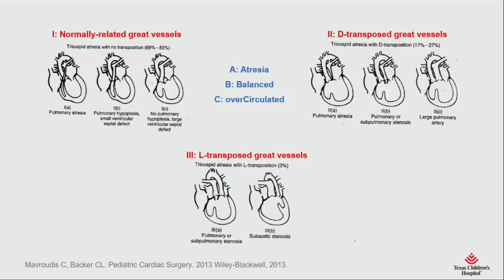So when you're talking about tricuspid atresia, 1 is normally related, 2 is D-transposed great vessels, 3, which is very uncommon, is L-transposed great vessels. And the way to think about it is A, B, and C. A is atresia, so pulmonary atresia. B is balanced, so you basically have some degree of pulmonary stenosis, but you still have balanced flow. And C is overcirculated, so it's going to be a patient that has an unrestricted VSD if you're talking about normally related great vessels.